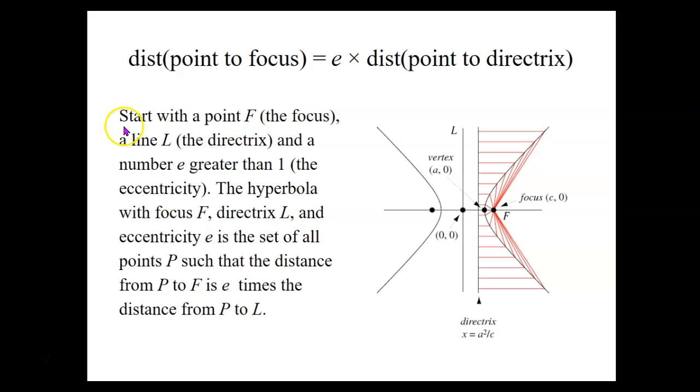The first would be the exact same definition I gave you last time for an ellipse, but instead of the eccentricity being less than 1, the eccentricity is greater than 1. So you start with a point for the focus and a line for the directrix, and then the hyperbola is made up of all points whose distance from that point to the focus is equal to e times the distance from that point to the directrix. If that number e were less than 1, that would give you an ellipse. If e were equal to 1, that would give you a parabola. And if e is greater than 1, that gives you a hyperbola.